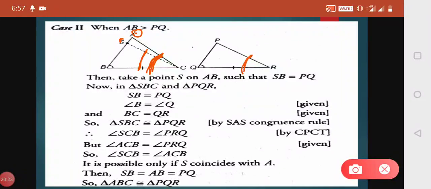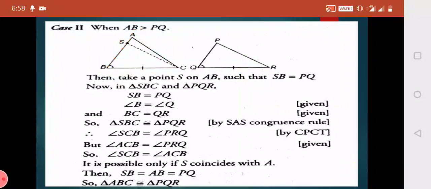So our assumption, that the point we have selected on AB is less than AB, is wrong. Compulsorily this holds when SB will be equal to AB will be equal to PQ, meaning both sides SB and AB are equal. Equal means point S and point A coincide. So triangle ABC is congruent to triangle PQR.